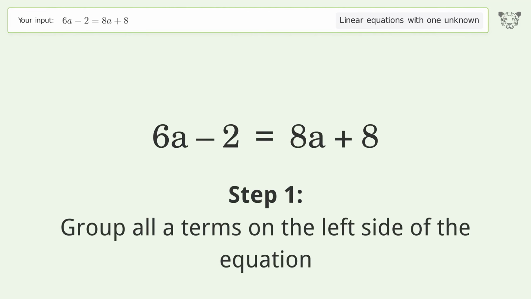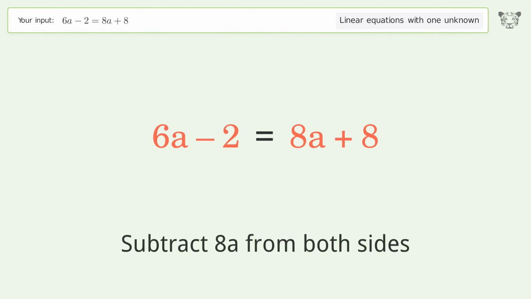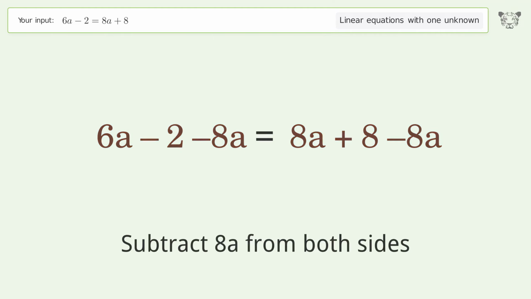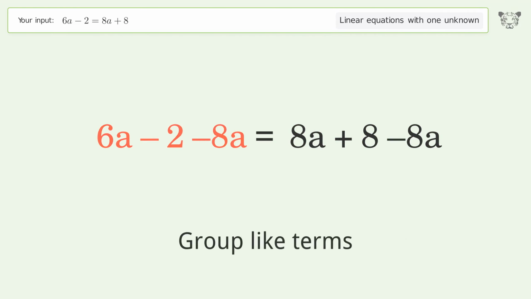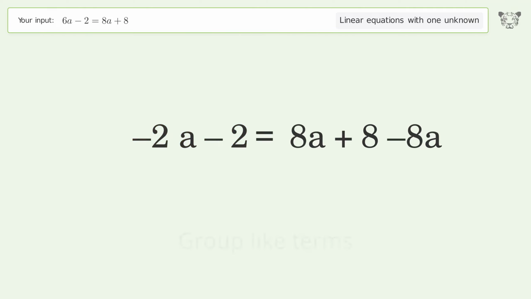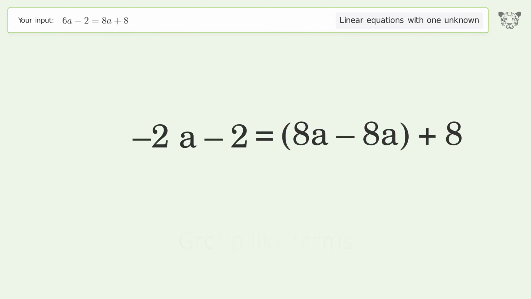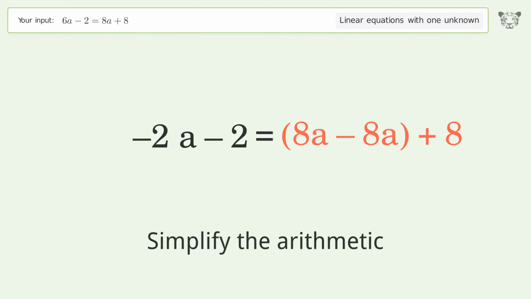Group all a terms on the left side of the equation. Subtract 8a from both sides. Group like terms. Simplify the arithmetic. Group like terms. Simplify the arithmetic.